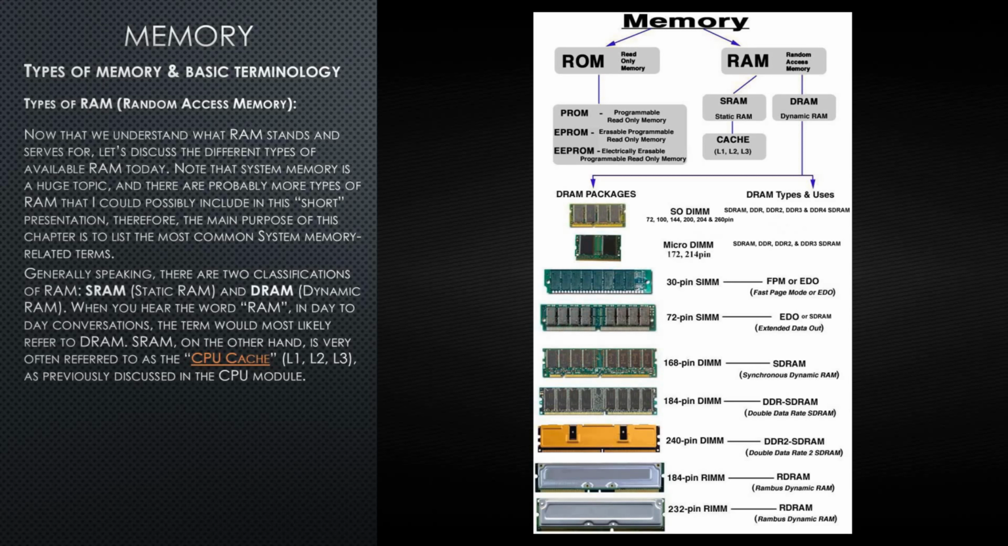Generally speaking, there are two classifications of RAM. The first one is SRAM, or static RAM, and the second one is DRAM, standing for dynamic RAM. When you hear the word RAM in day-to-day conversations, maybe not among your friends, but among other engineers, the term would most likely refer to DRAM. SRAM, on the other hand, is very often referred to as the CPU cache, L1, L2, or L3, as previously discussed in the CPU module.